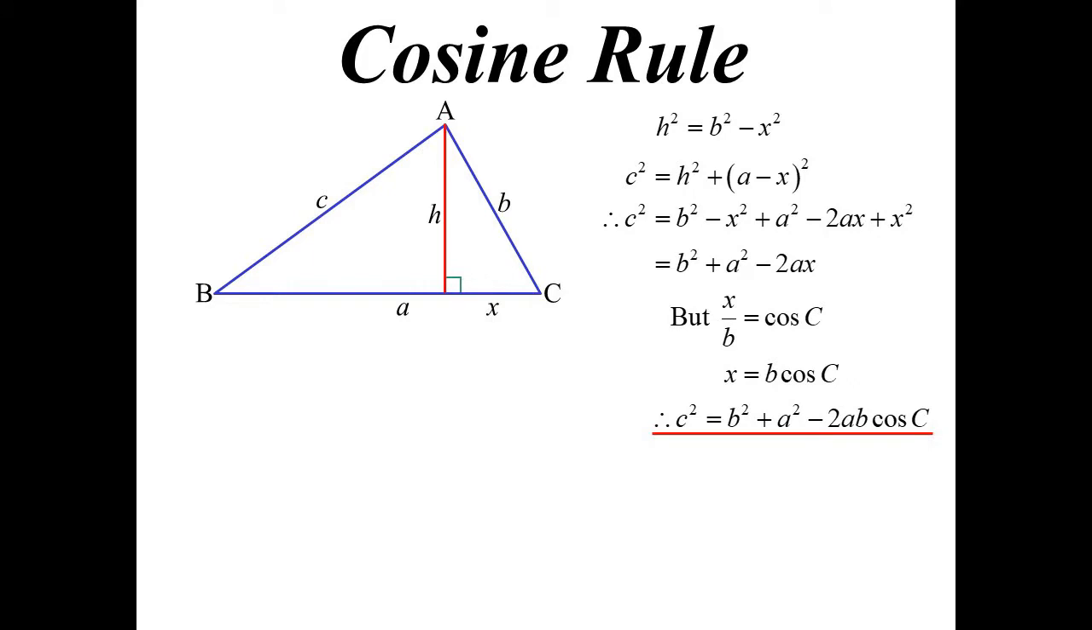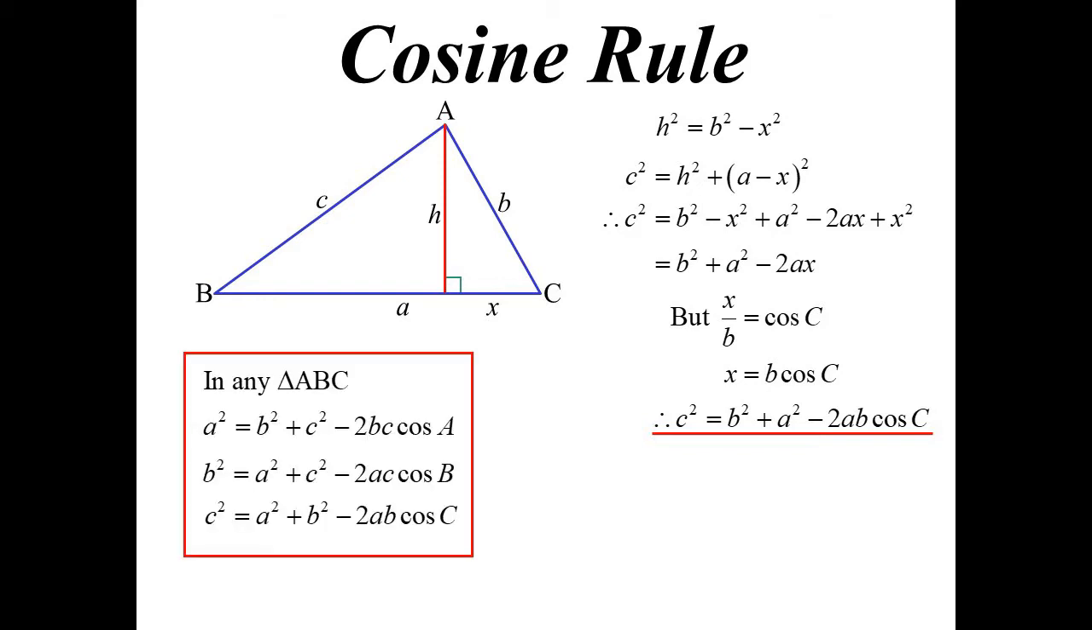Cosine rule, basically Pythagoras' theorem. We don't see that in Pythagoras' theorem because, of course, the angle would be 90 degrees and the cosine of 90 is 0. So you just get c squared equals a squared plus b squared. All right, so a squared is b squared plus c squared minus 2bc cos a, or it might be b squared is a squared plus c squared minus 2ac cos b, or it might be c squared is equal to a squared plus b squared minus 2ab cos c.